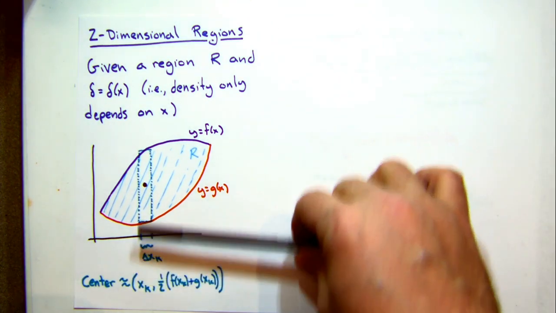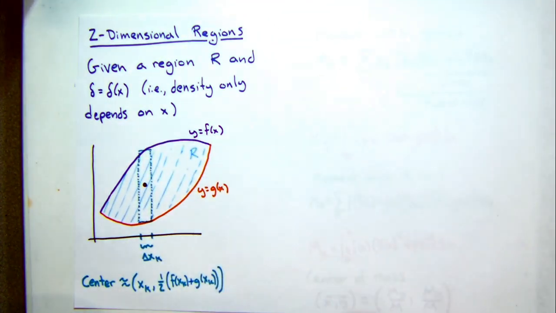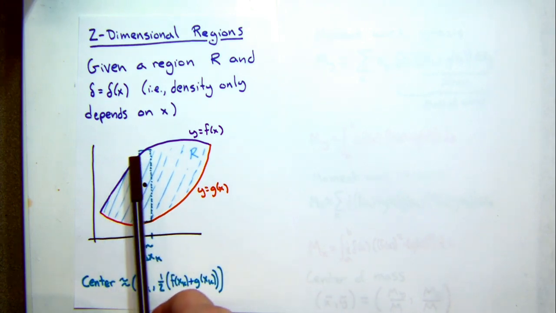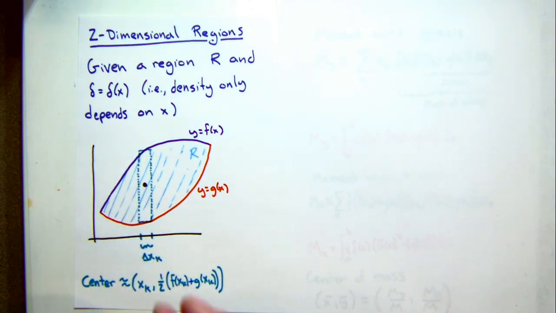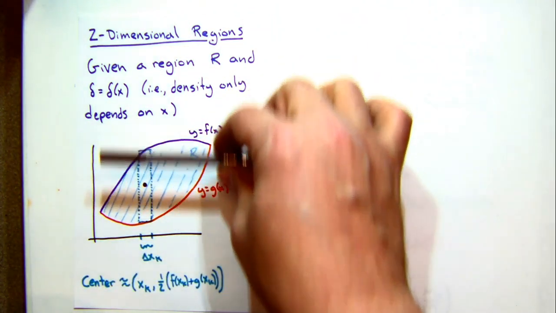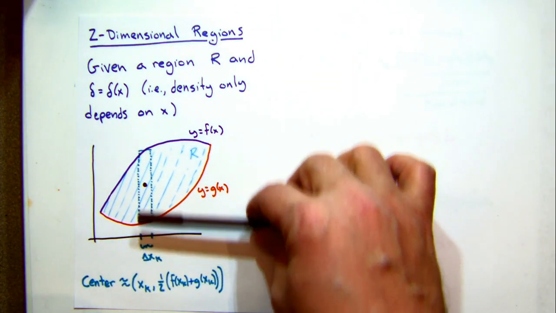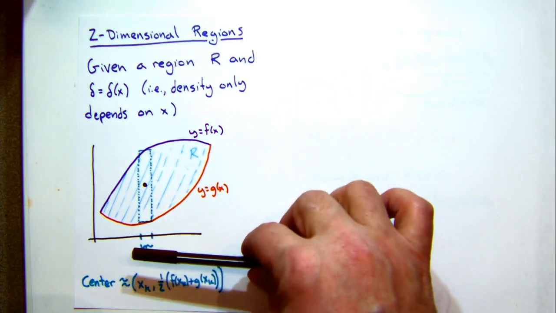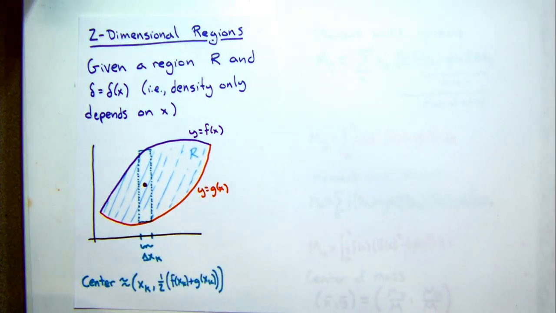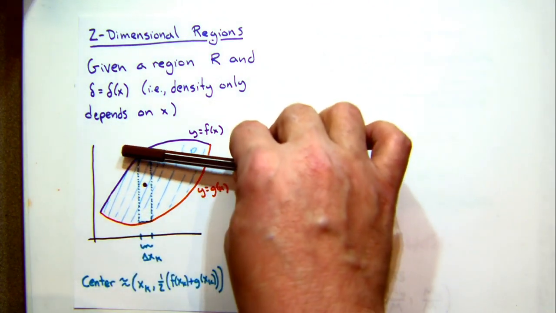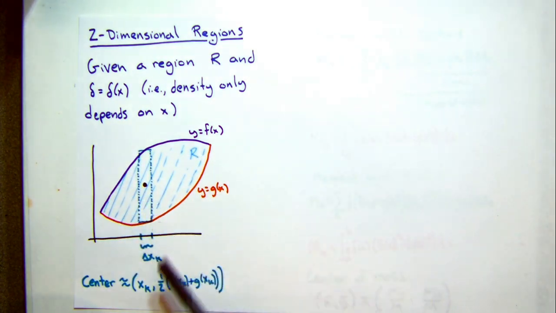How about for the y-coordinate? Well, now the top and the bottom can be very different. See, the left and right are going to be very close together. That's a very small, tiny change in the x. But the top is a big change. So to figure that out, I say, well, it's halfway between the curves. How do I find that? I average. So I take the top plus the bottom and divide it by 2. So I get 1/2 (f(x_k) + g(x_k)).